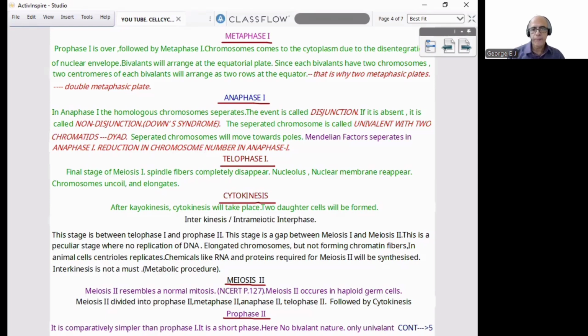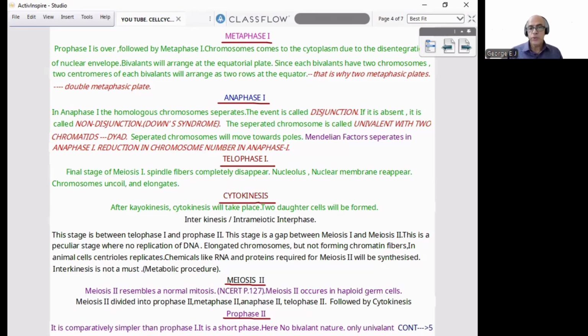Is that idea clear? Now comes anaphase 1. In anaphase 1, homologous chromosomes separate. The event is called disjunction. If it is absent, it is called non-disjunction. And that is one of the main reasons where Down syndrome is caused, which you will be learning in second year genetics.